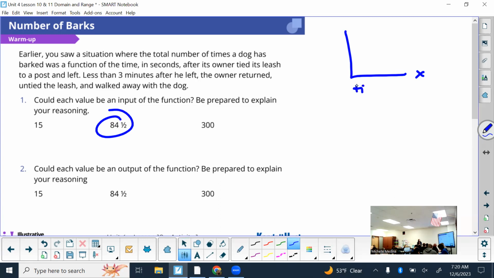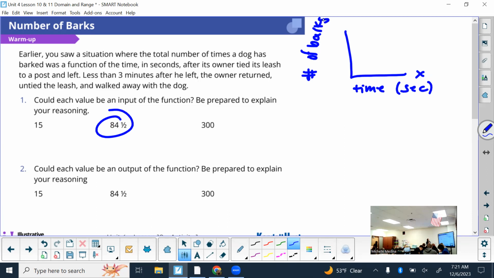Okay, good. Time is usually on the x-axis. There's times where it's not, but it's whatever is independent, right? Like we can't change the time, and the barks kind of depend on how long it's been since the owner left. So time would go here. That's what my input is. And then my output would be the number of barks since the owner left.